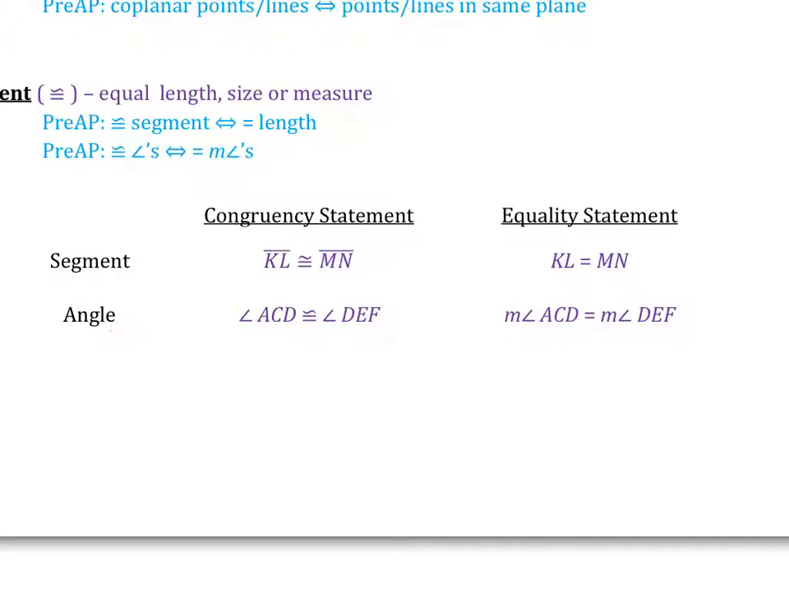For angles, we can write angle without the m. Angle ACD is congruent to angle DEF. If we want an equality statement, we would put the little m in front of it because we're talking about the measure of an angle. In this case, the measure of angle ACD equals the measure of angle DEF.